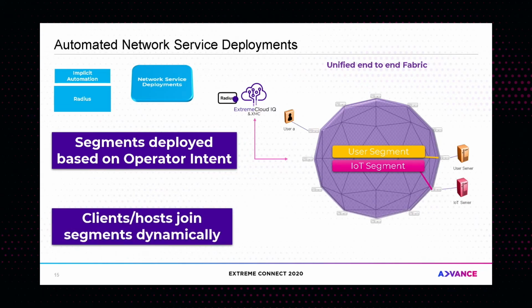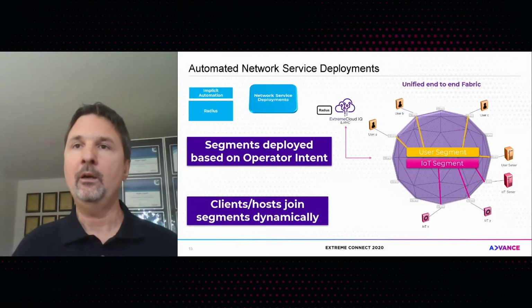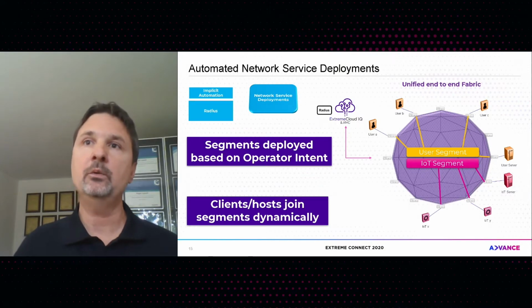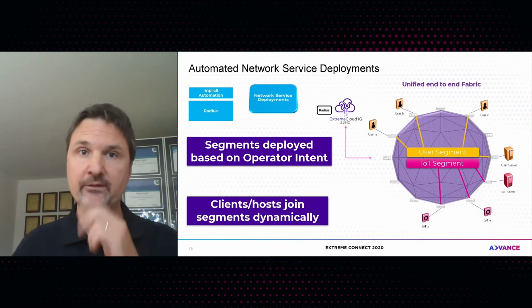Once the segments are ready, then the clients can join. So the clients are connected to the infrastructure, they get authenticated, and then assigned to the correct segment based on their login credential or MAC addresses for that matter. You can not only assign them to the right segment, you can also deploy a filter, an ACL, a policy to the user based on their login credentials.